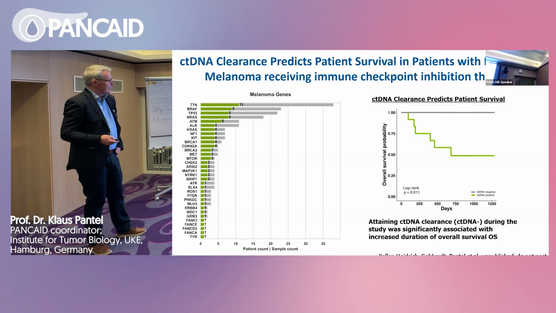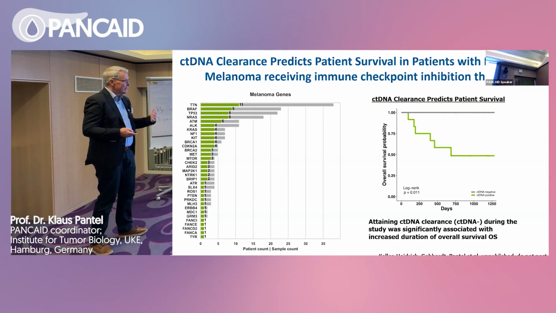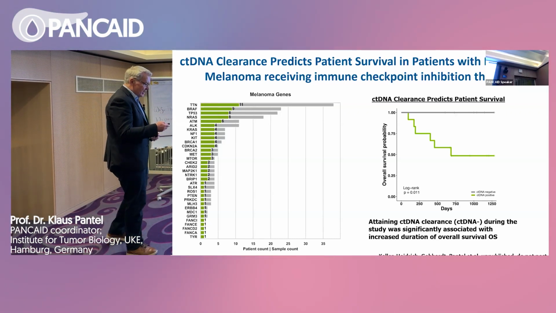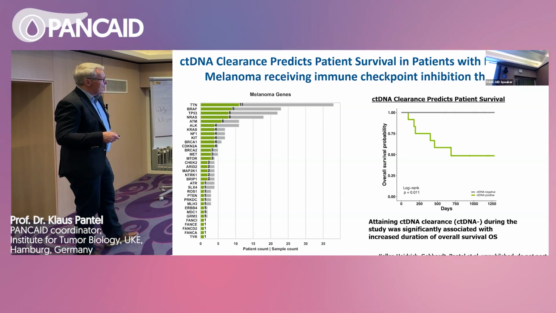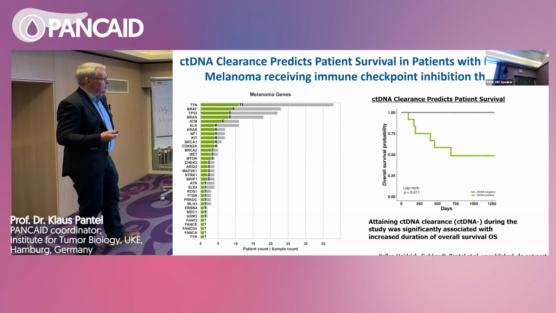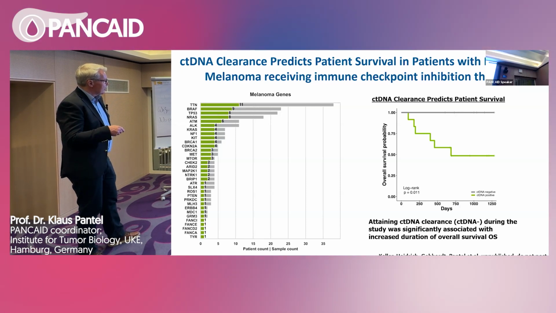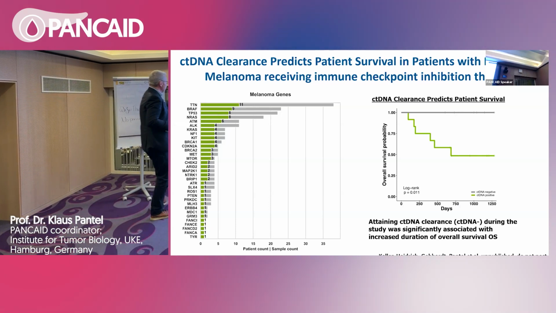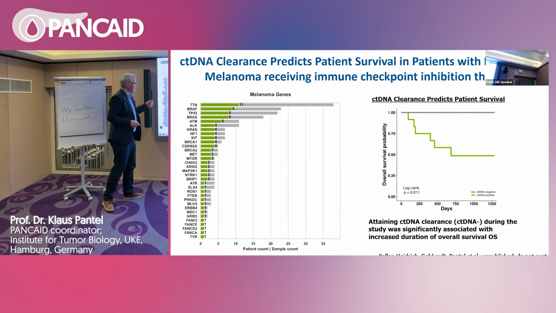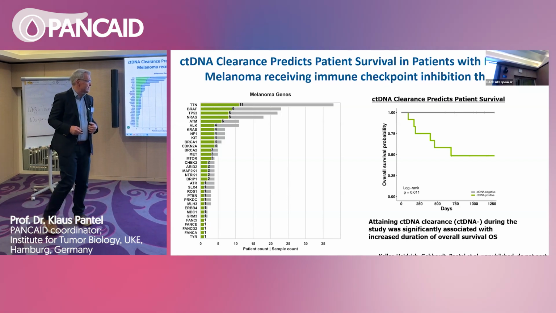So this just gives you an idea what sensitivity is probably needed. We did a study here, also not published yet, on melanoma, using a tumor-informed method that went down to 2 parts per million. We can detect the BRAF mutation very nicely, but we can also detect all kinds of rarer mutations with such an ultra-sensitive method.